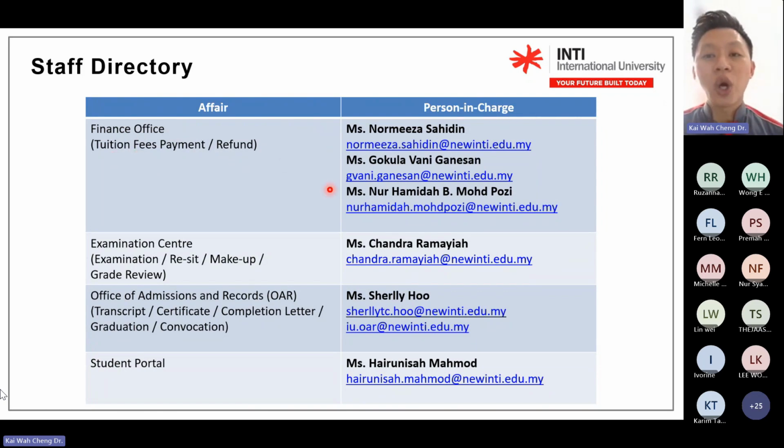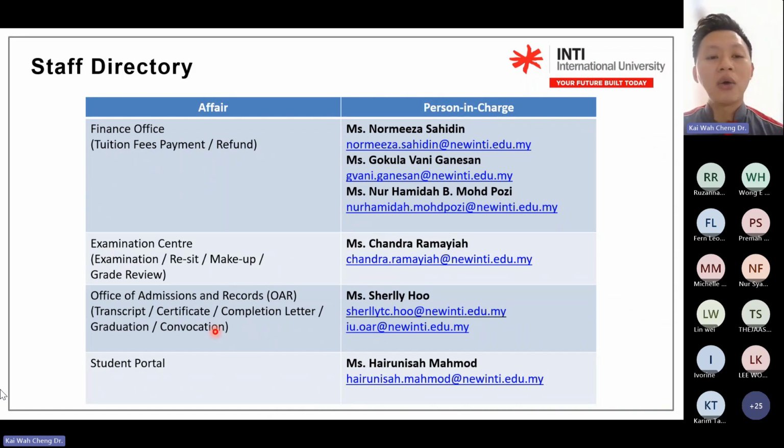So these are the three officers you can refer to regarding your finance matter. So I hope everyone can screenshot and keep it for your reference. Number two, if you want to know more about examinations, receipt, makeup, or grade review, or your result slips, or at INTI International University we call it E-grade, you need to refer to the right person, which is the examination center. The officer is Miss Chandra.